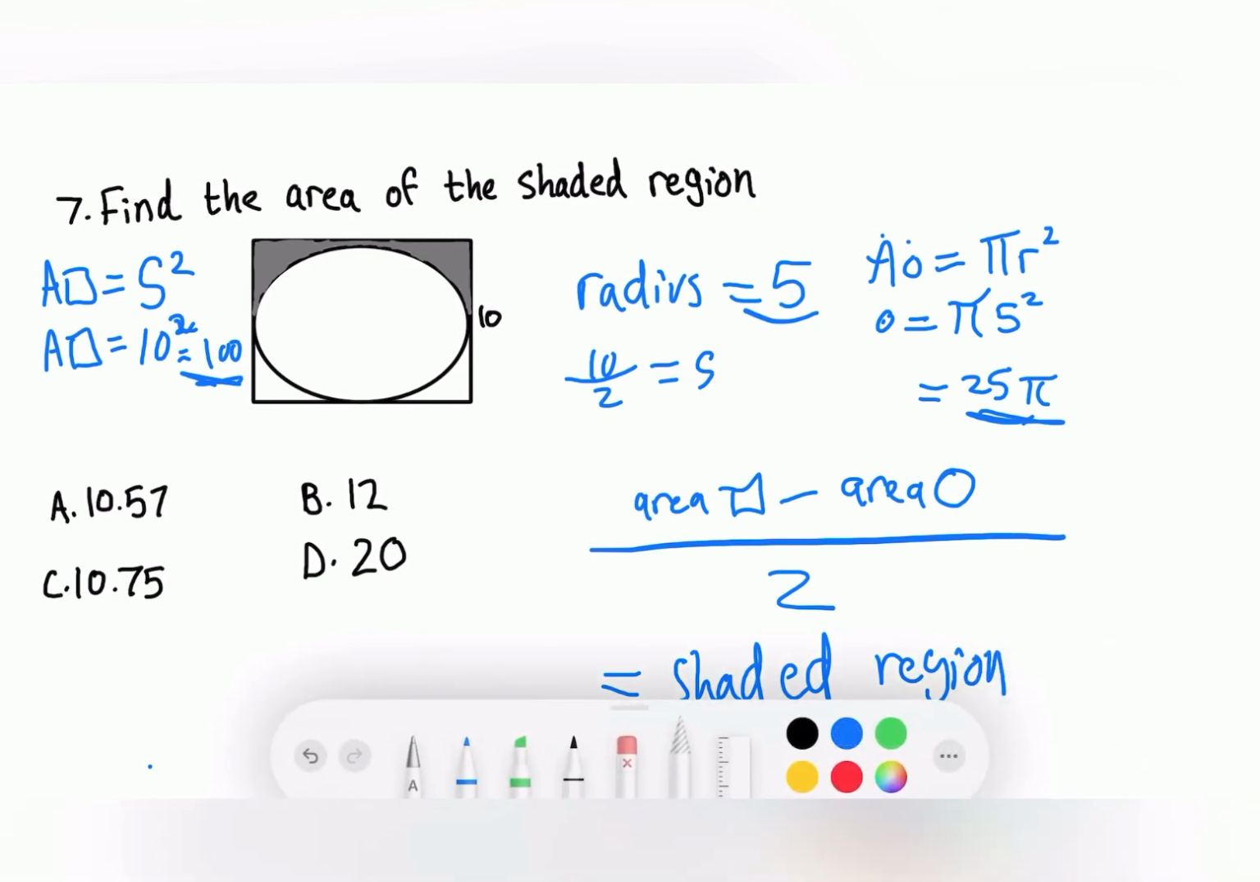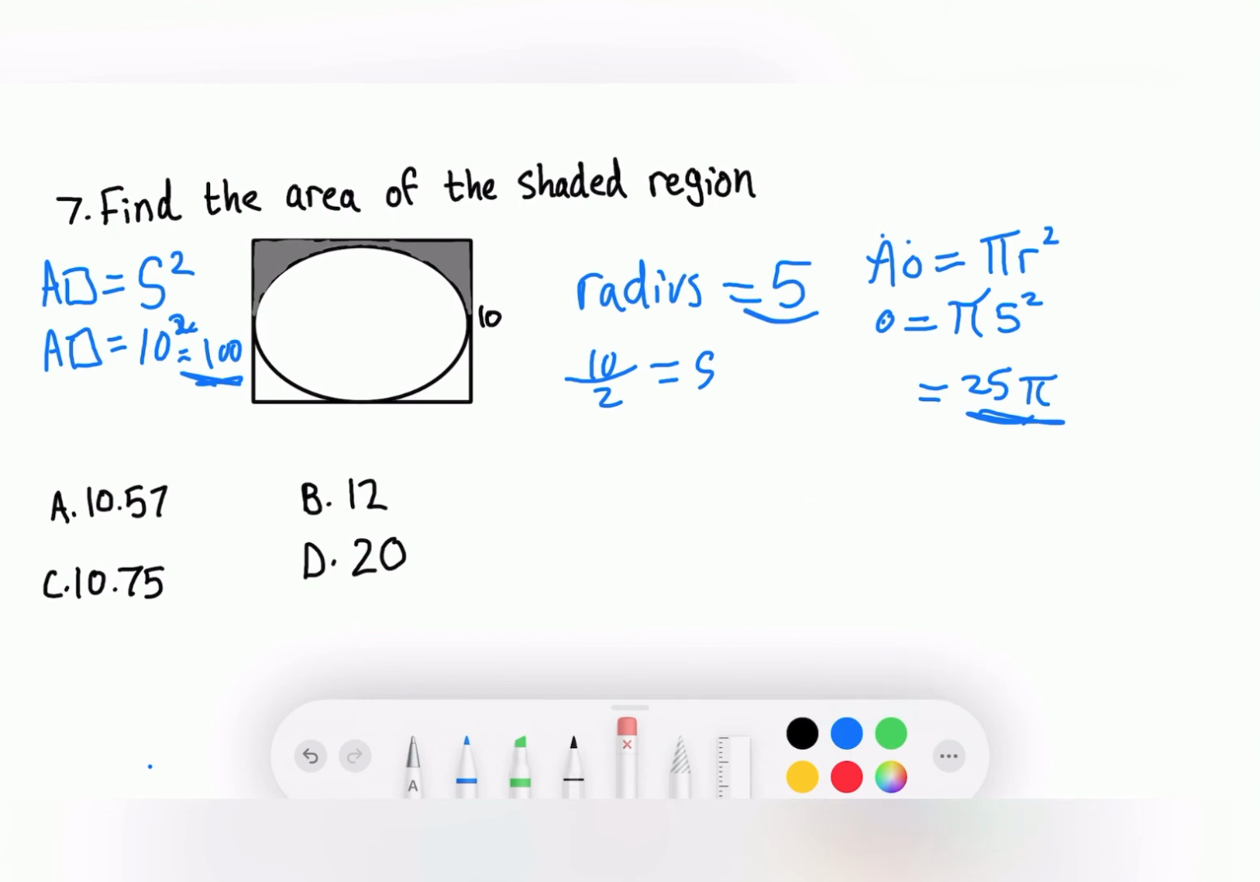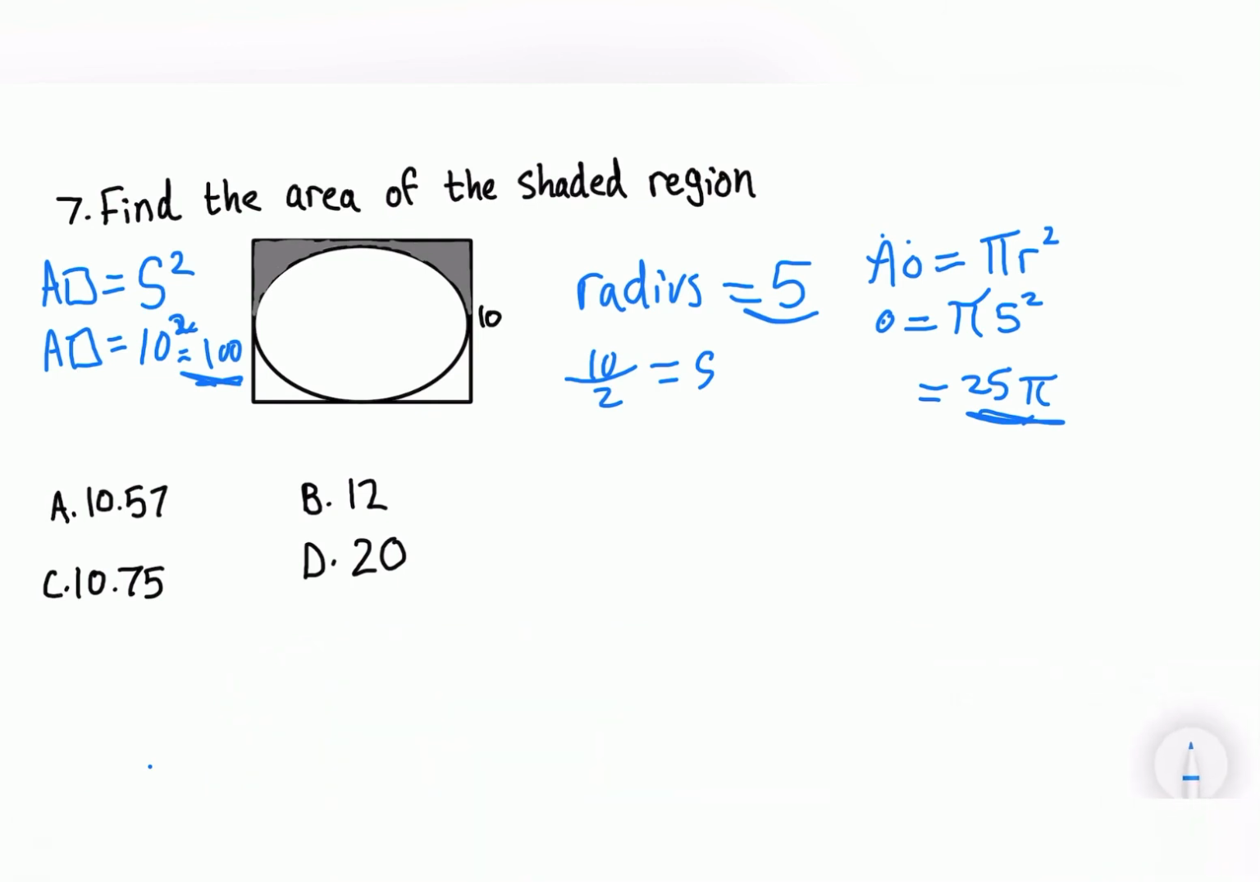Okay, now let's do that. Let's free up some space, first of all. So what did we just say? We just said we have to subtract the area of the circle from the area of the square. And we found that the area of the square is 100, and the area of the circle is 25 pi. And then we have to divide all of it by 2. Okay, we should not leave the 25 as 25 pi, since there are no options with pi here. Since there are no options with pi, we simply have to do 25 times 3.14.